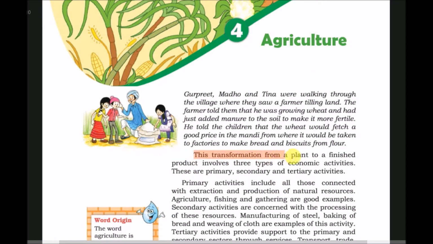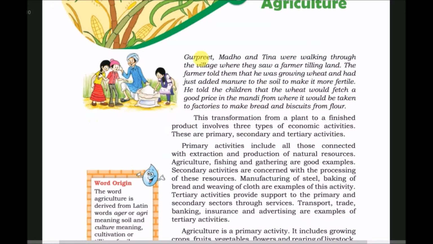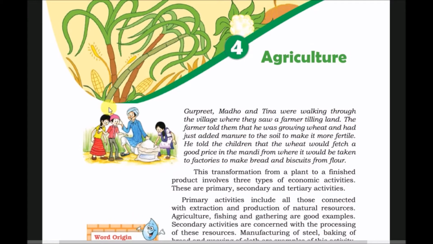Now, this transformation from a plant to a finished product involves three types of economic activities. These are primary, secondary, and tertiary activities. First, primary activities. In primary activity, we grow the plants, we grow the crops, etc. And in secondary activity, we make industries to modify the grain, for example, to convert the sugarcane into sugar.